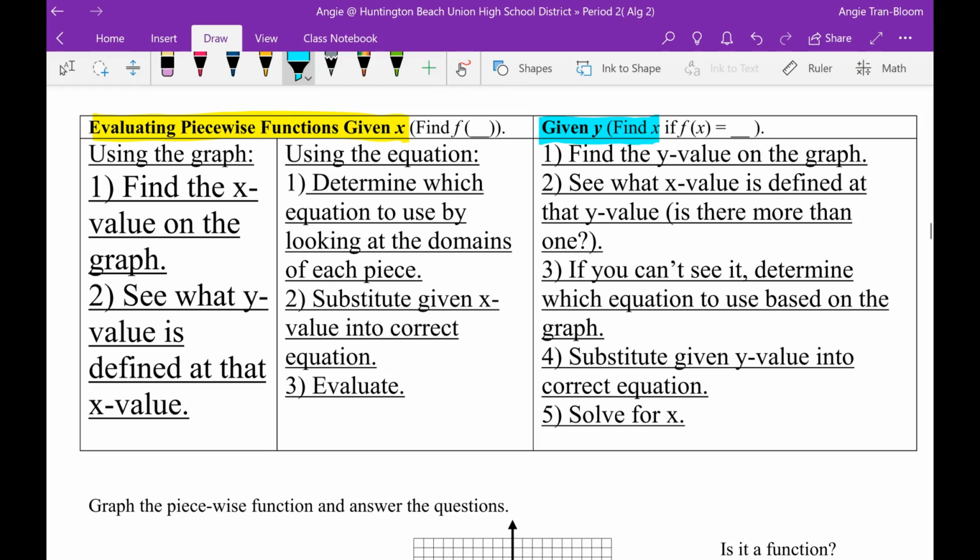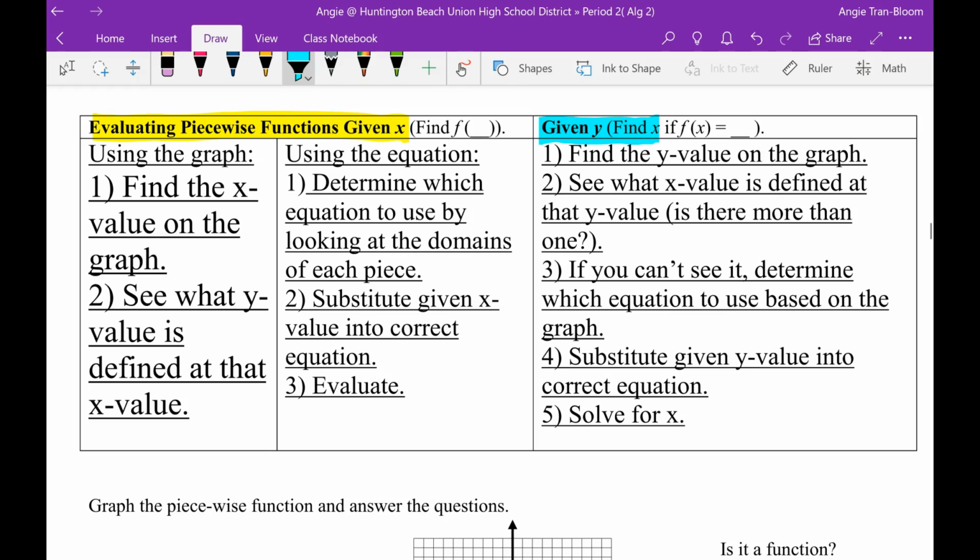So, Joseph, can you help me read number 1, please? Find the y value on the graph. Perfect. Number 2, Madison R., can you read number 2, please? See what x values are defined at the y value. Sometimes there's more than one. Okay. 3, Brandon C., help read 3, please. Given y, look for x.